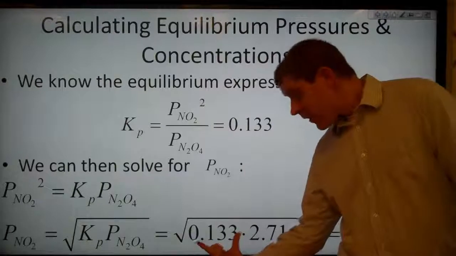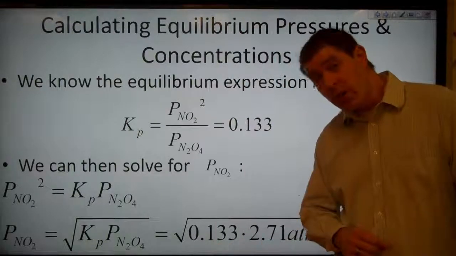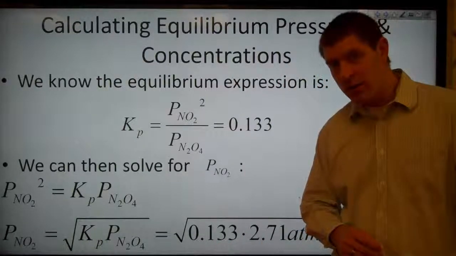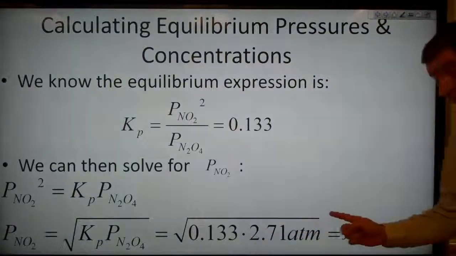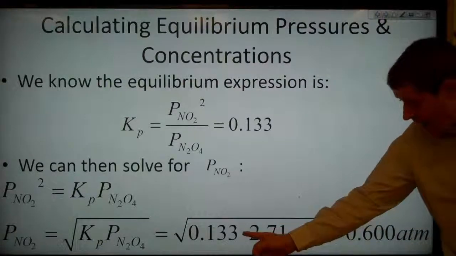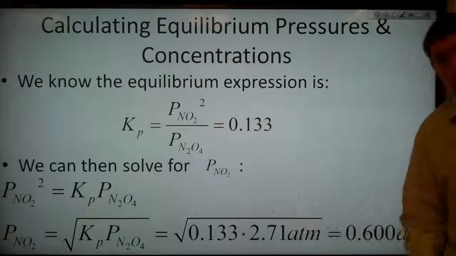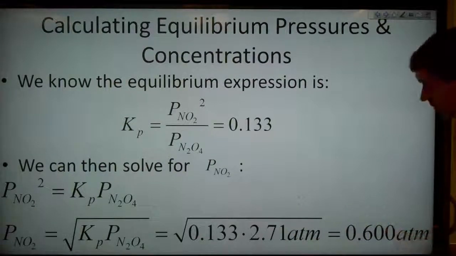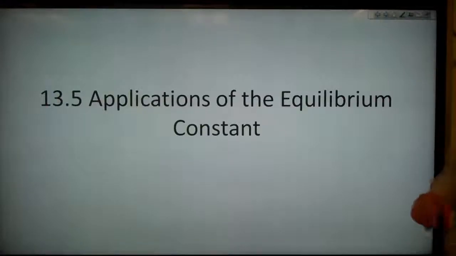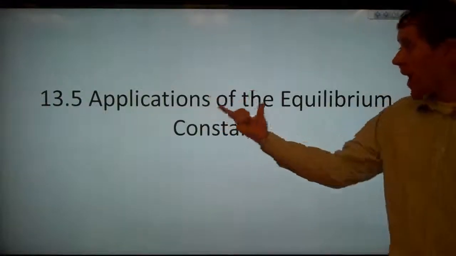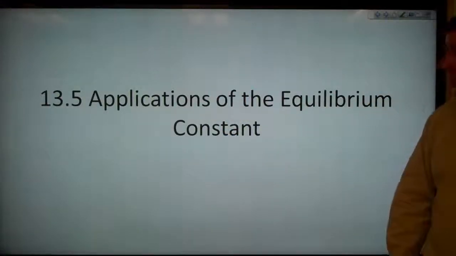So this value here, this 0.133 value, is not really unitless. That really has units of atmospheres. So now if we have atmospheres times atmospheres, that gives us atmospheres squared, then we take the square root, and that gives us atmospheres. That's why the units actually really work out. So that was the applications of the equilibrium constant.